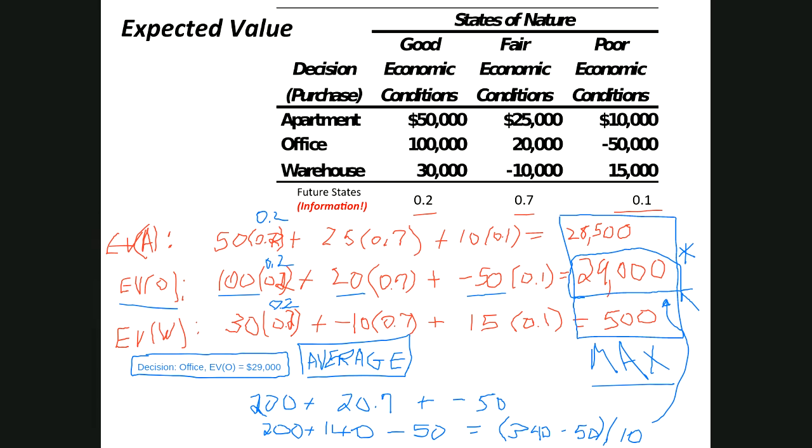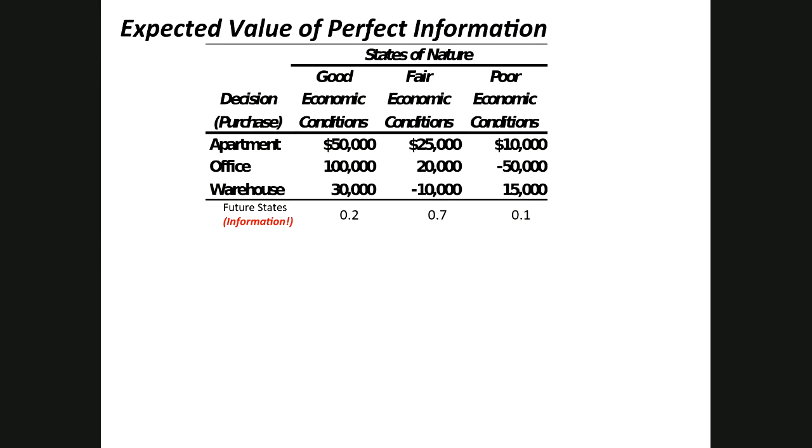Right. So next, we know what the expected value is, and I'm going to keep this up in the corner here. We know that the expected value of the office is $29,000. Keep that in mind. And now we're going to look at the case. We will compute the expected value of perfect information.